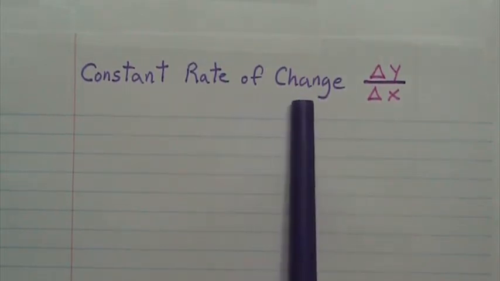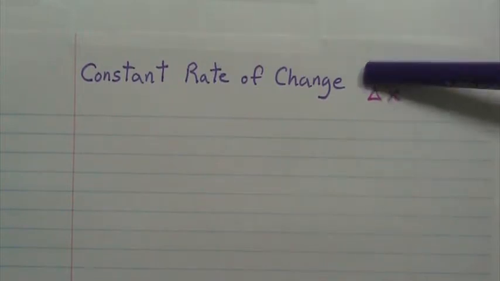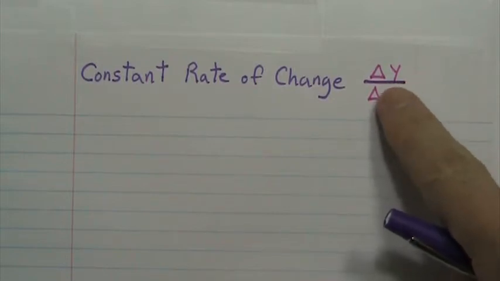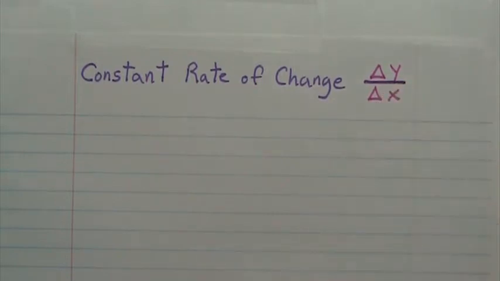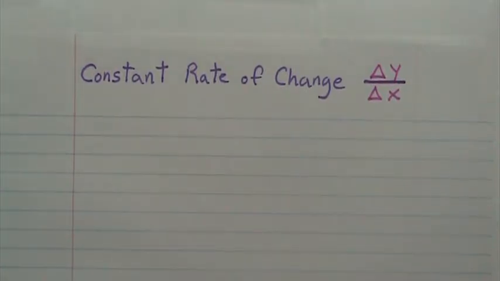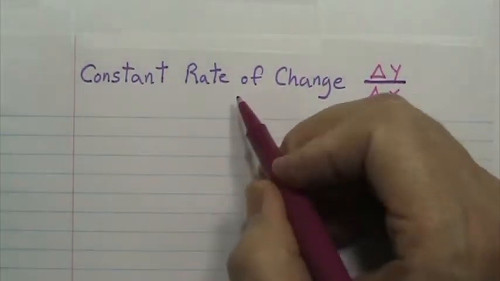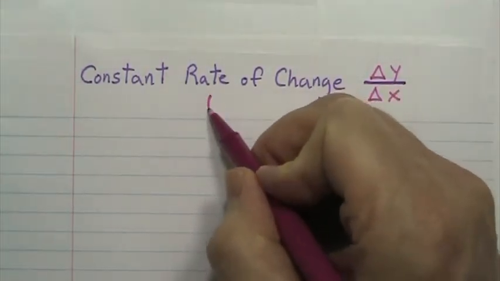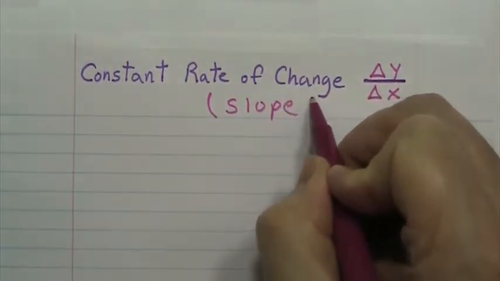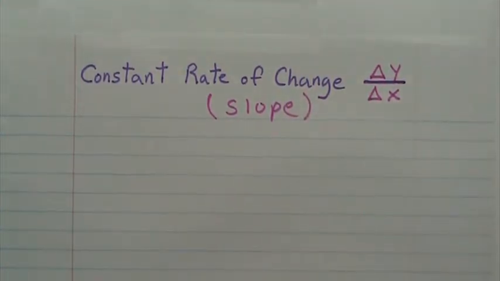And that we determine the rate of change is by, remember this triangle right here? It means change. The change of y divided by the change of x. Constant rate of change. Now there is another name for rate of change or constant rate of change, and it's this. Slope. Slope is another name for constant rate of change.